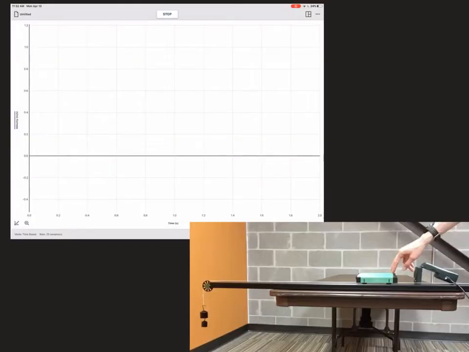So here you can see we've got our velocity time graph side by side with the video. Velocity again is going to be measured in meters per second. That's the speed. And then the time is going to be measured in seconds here on the horizontal axis. So let's hit play and see if your prediction was correct.